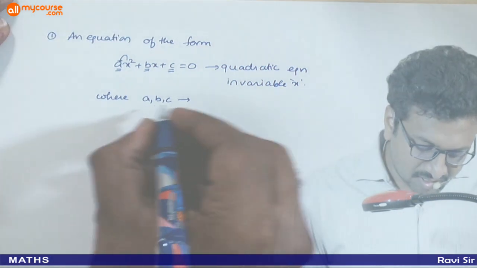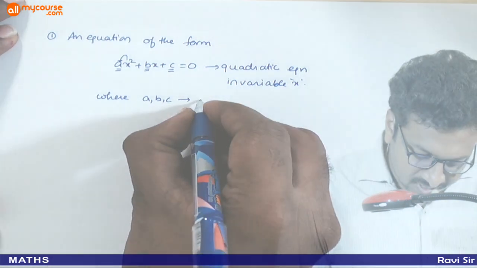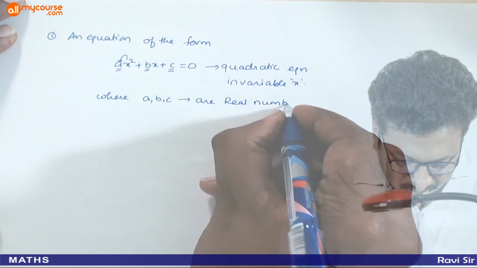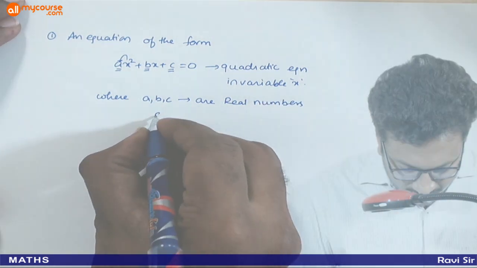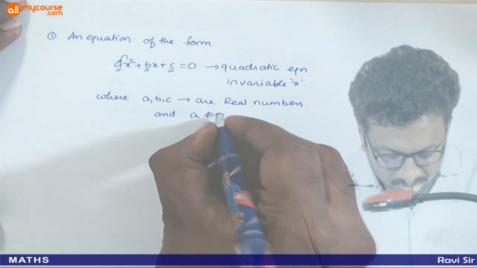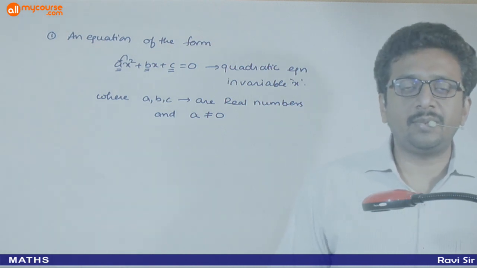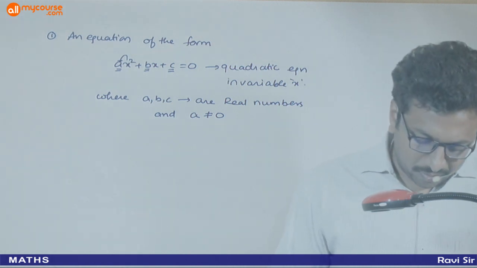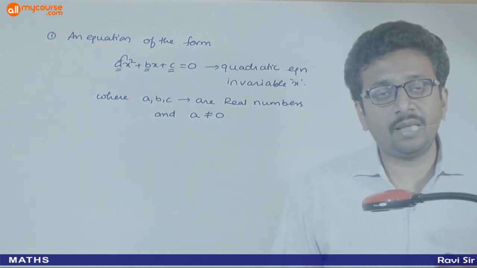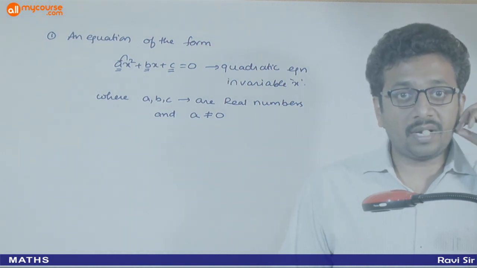So usually these three will be some sort of real numbers. So a, b, c are three real numbers, and the coefficient of x square is not equal to 0. अगर coefficient of x square 0 हो गया तो वो linear बन जाएगा. So if the coefficient of x square is not equal to 0 and all the three coefficients are real numbers, then such equation is called a quadratic equation.